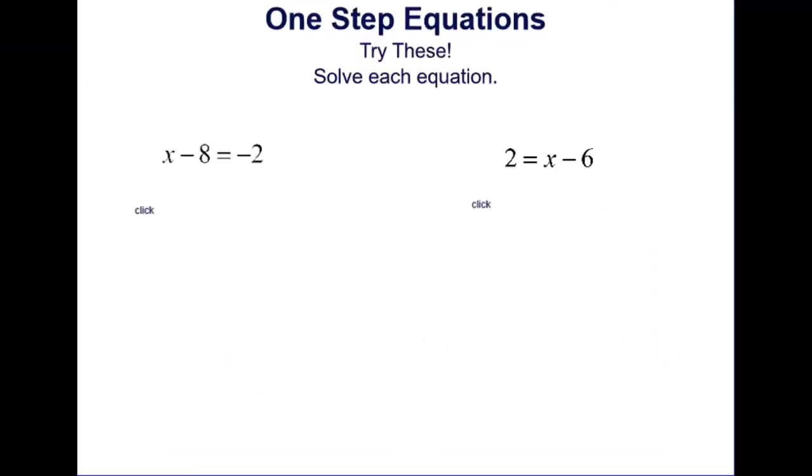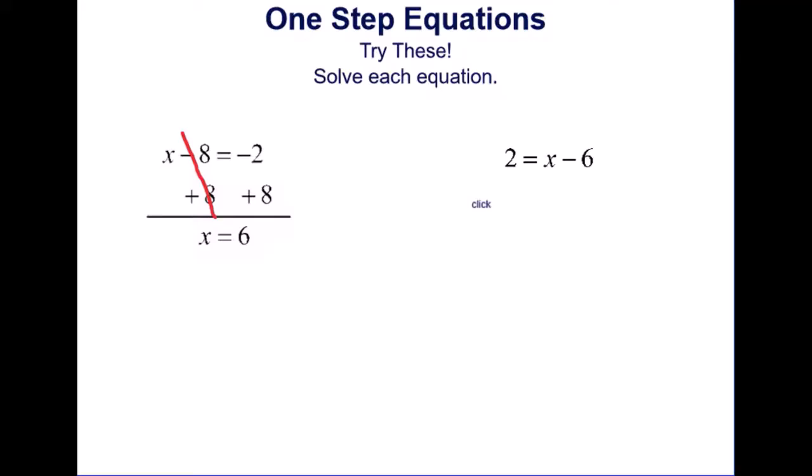Here we have two more equations. x minus 8 equals negative 2. Here our operation is subtracting 8. So the inverse of subtracting 8 would be to add 8. If we add 8 to both sides, it will eliminate from the left, leaving us with just x, and negative 2 plus 8 is 6. So x equals 6 is our solution.